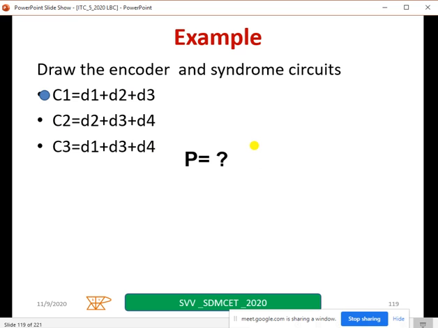Type the P for this. Taking this P, I'll write an encoder and syndrome circuit. If possible, the decoder also we'll discuss. What might be the P? How do you find P?